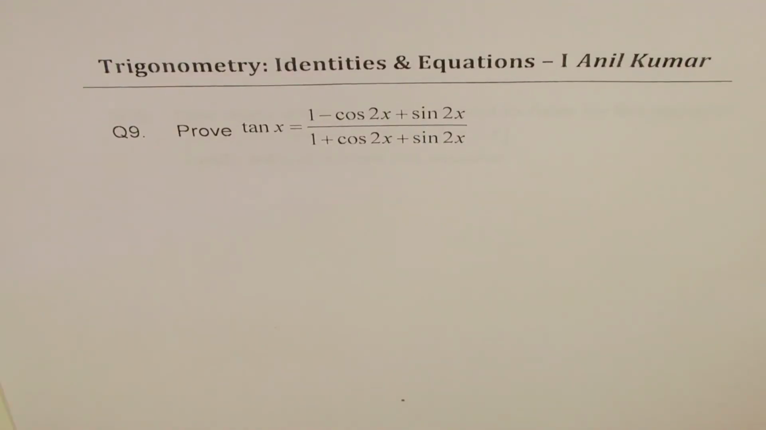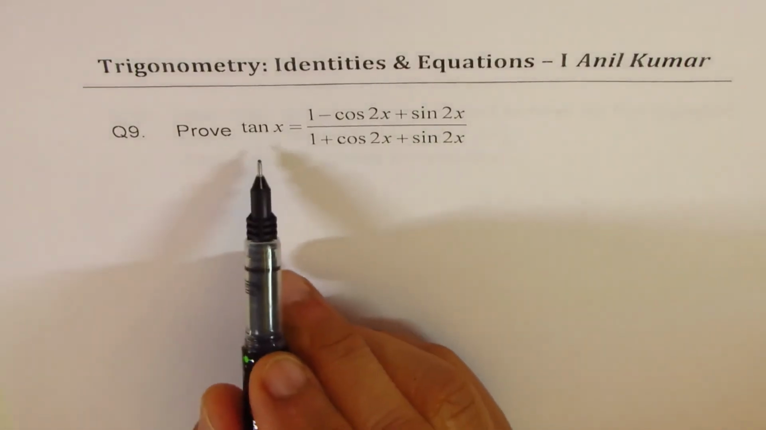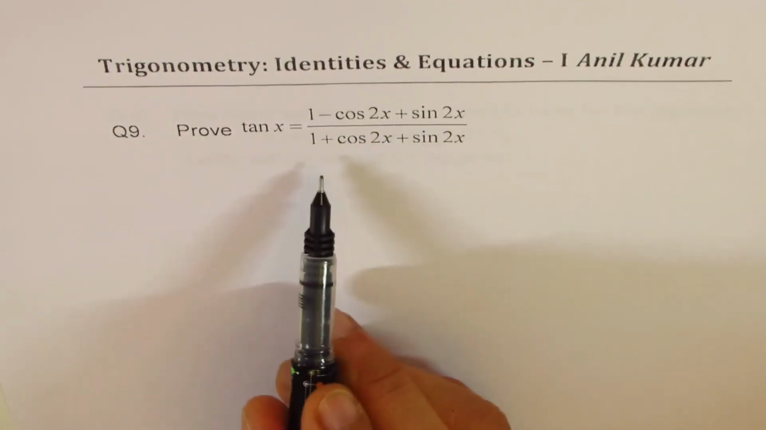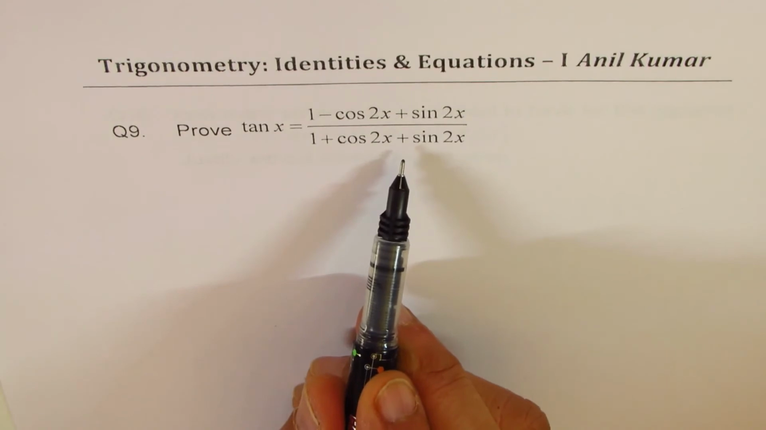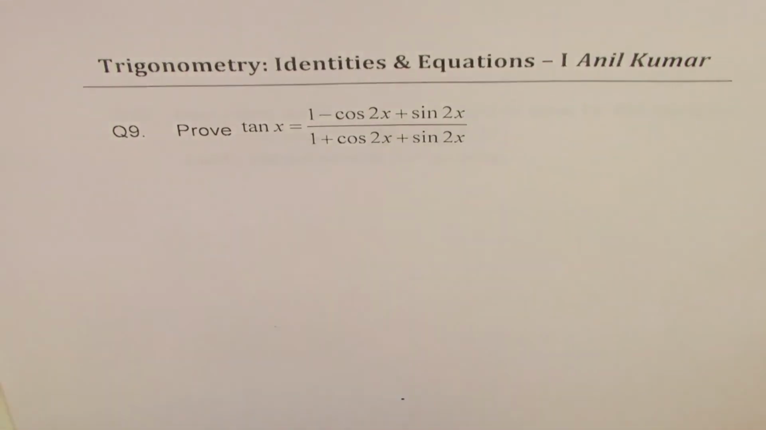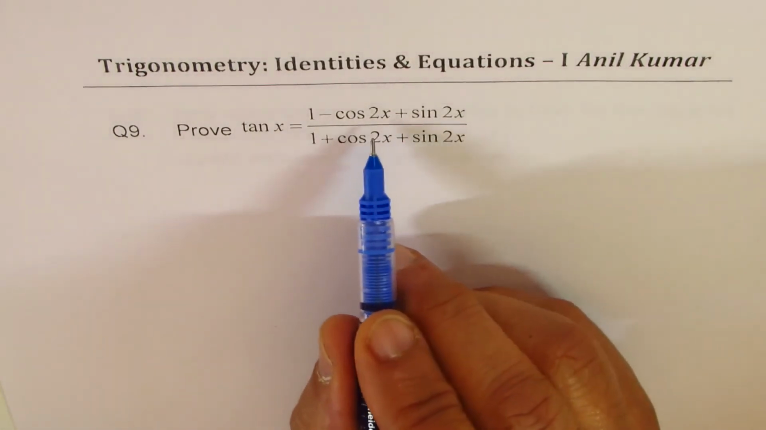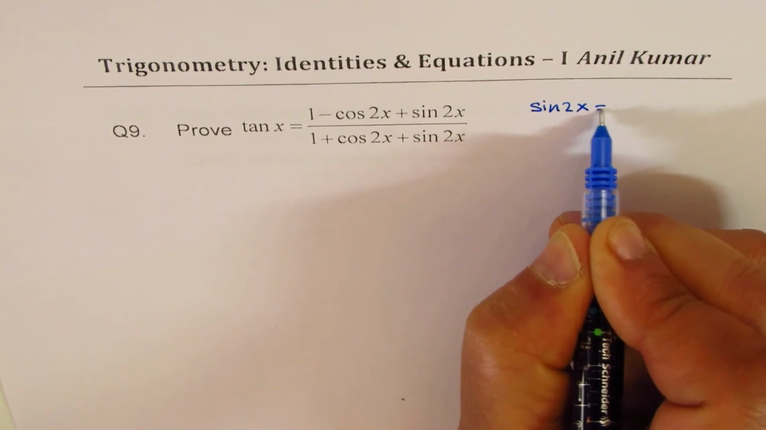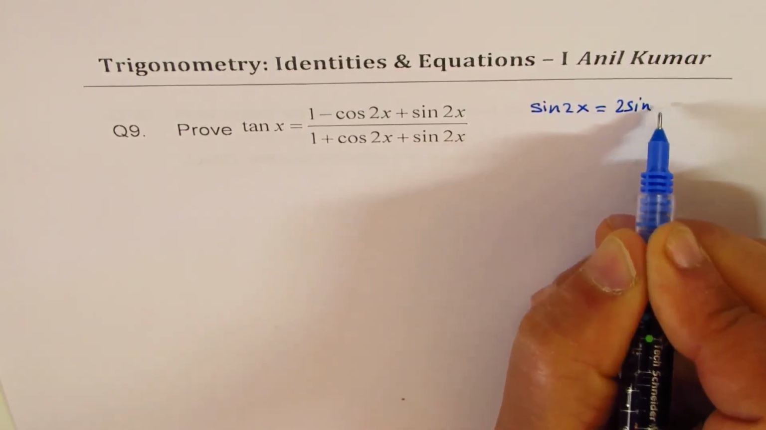Now let's move on to question number 9. We are almost at the end. Question number 9. Prove tan x equals (1 - cos 2x + sin 2x) divided by (1 + cos 2x + sin 2x). Now we'll apply the compound angle formulas, double angle formula. We know what sin 2x is. sin 2x is 2 sin x cos x.